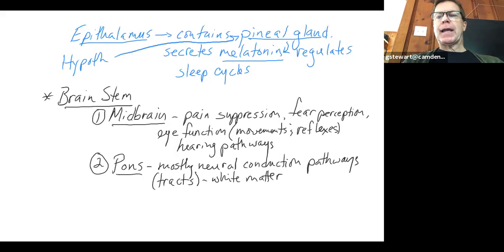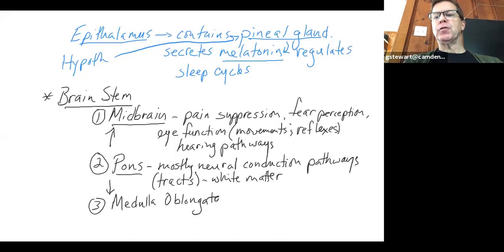And this pons connects the midbrain to the 3rd section called the medulla oblongata. That's a mouthful. So most people, when they're speaking, just say medulla. So the medulla oblongata is mostly also neural conduction tracts, white matter. And it connects with the spinal cord.